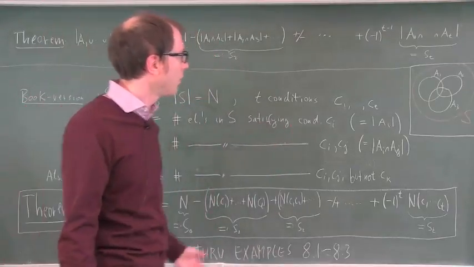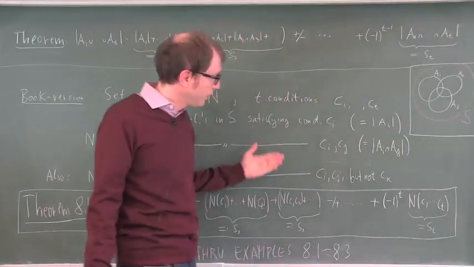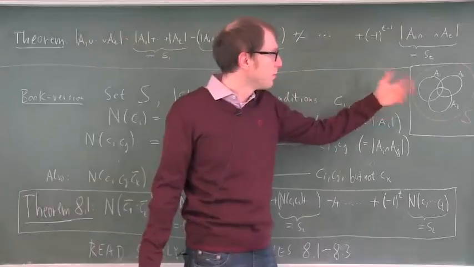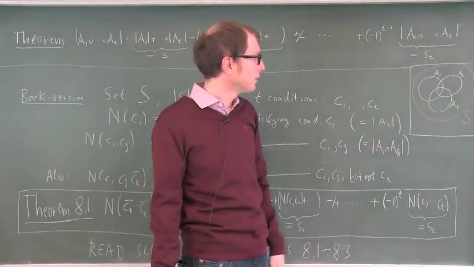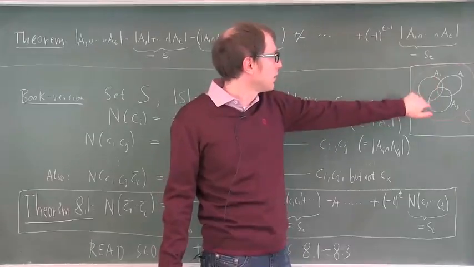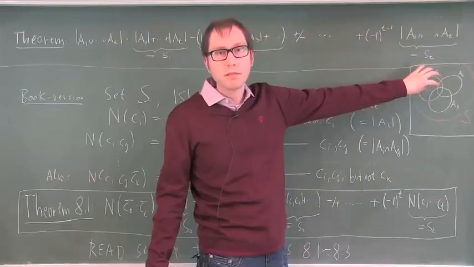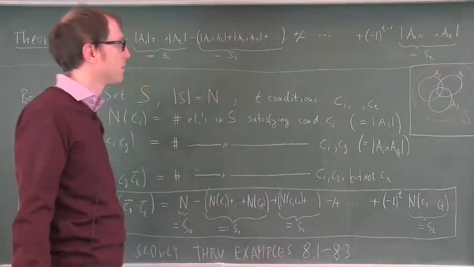And so in our picture here, I like this picture a little bit more, but it's sometimes very convenient to work in this notation, but this picture is a little more illustrative. So here we have A1, and N of C1 is just the cardinality of A1. That's the way you should think about this.